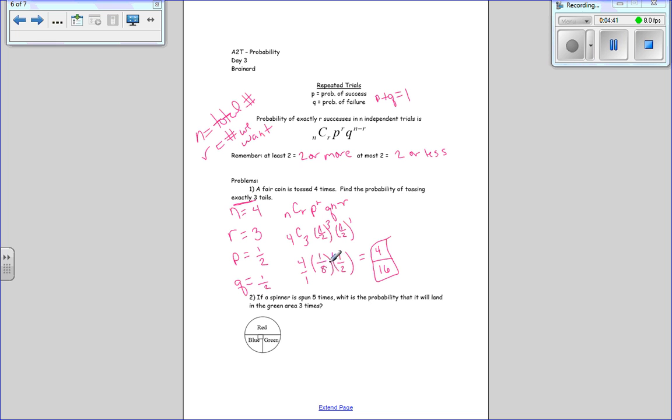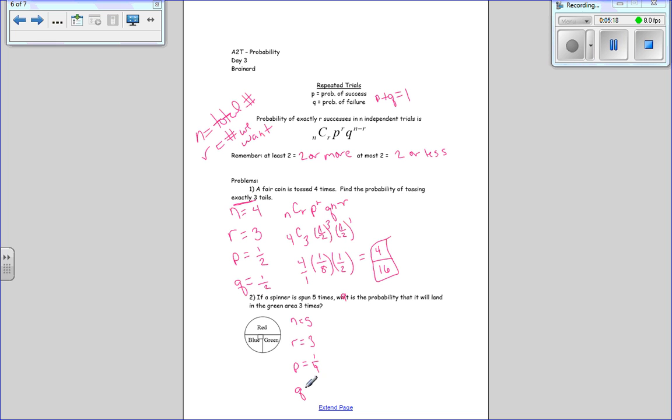Okay, let's look at number 2. If a spinner is spun 5 times, let's just read what, not which, what is the probability that it will land in the green area 3 times? So, N, the total number we spin, is 5. R is the total number we want, which is 3. P is the probability that it lands in green. And if I look at this, landing in green is 1/4.